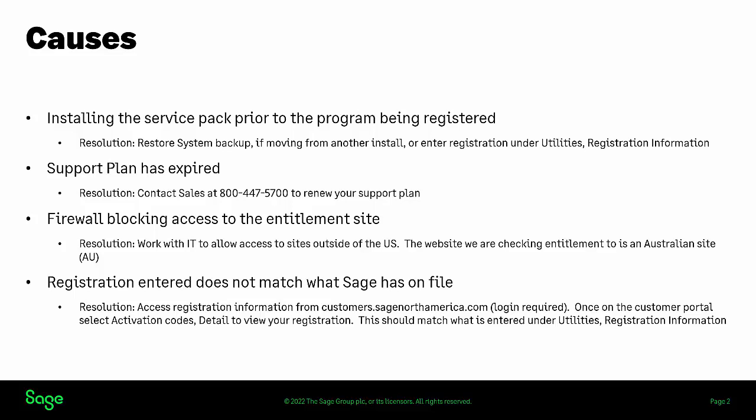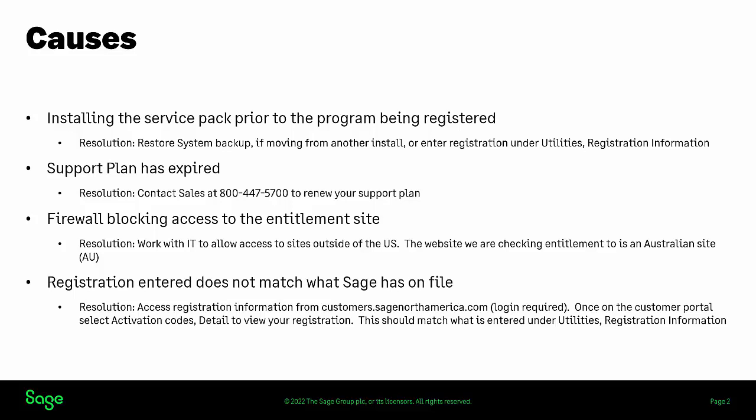Some of the causes of a failure to check authentication include installing the service pack prior to the program being registered. To resolve this, you can restore a system backup if you're moving from another install, or enter the registration information under Utilities, Registration Information from within the product.